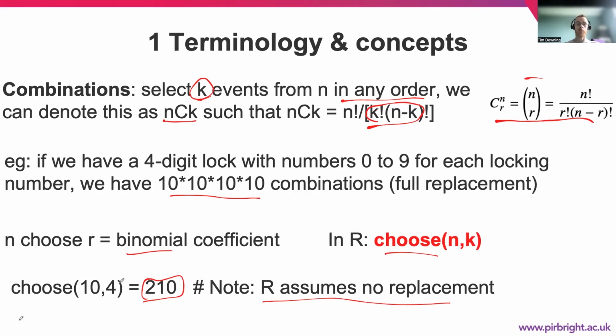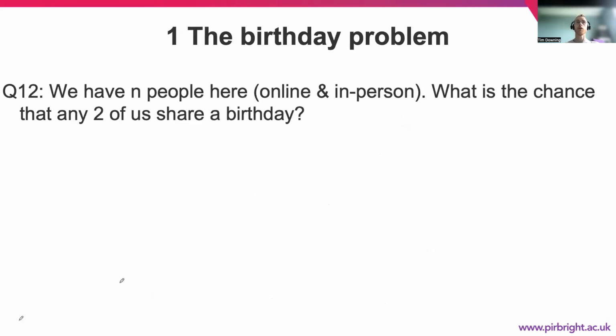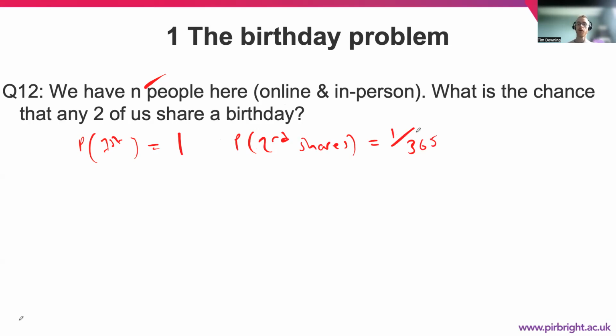An example of this is the birthday problem. If we have n people present on this course, online or in person, what is the chance that any two of us share a birthday? We know the probability of having a birthday for the first person is going to be 1, because they must have some birthday. For the second person, we're looking at the probability that they share that particular day, and at the start that's going to be 1 over 365, which is kind of easy to calculate. As we add more people, it becomes more tricky.